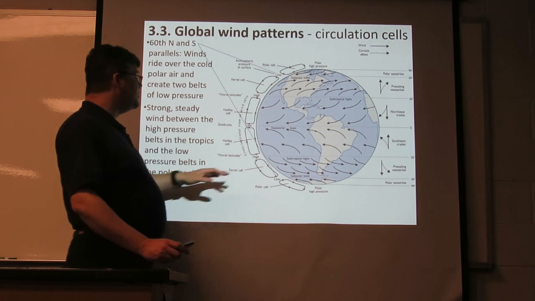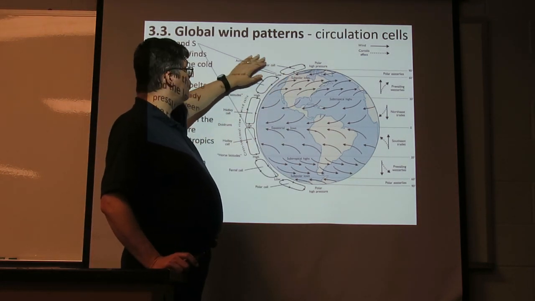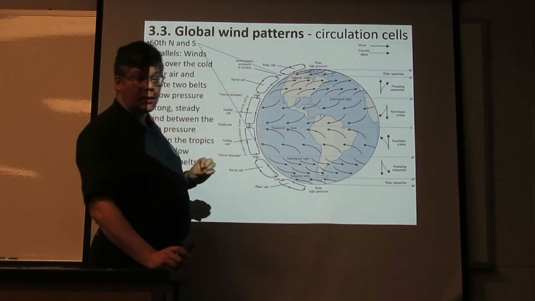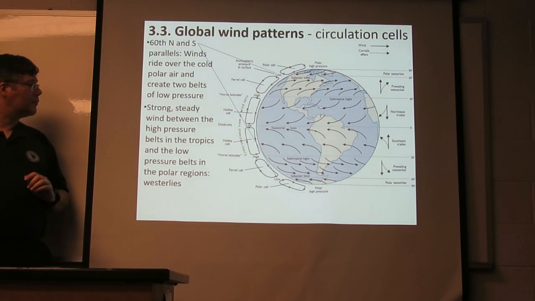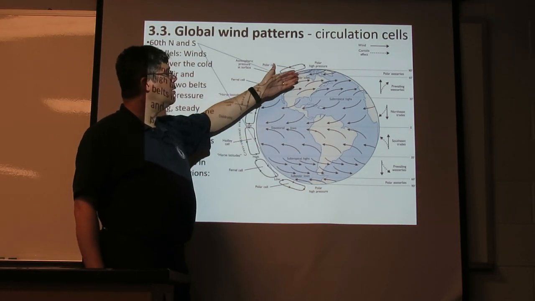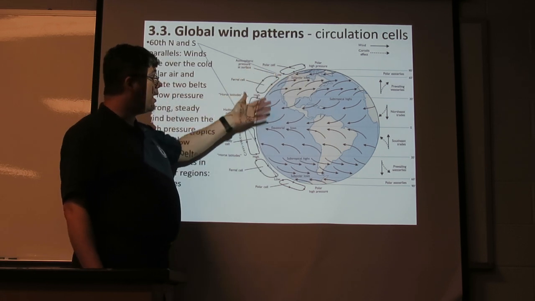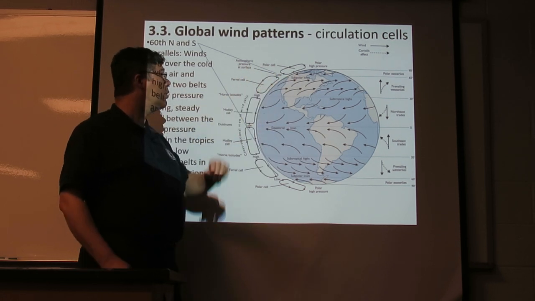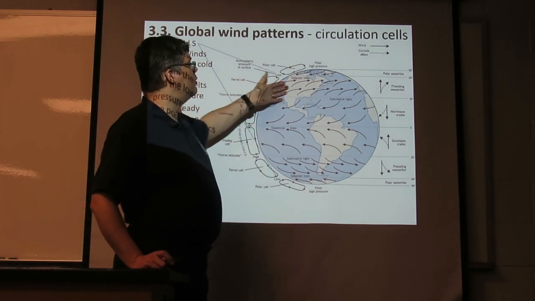Then when we move out to 60 degrees, once again we have a low, rising air, tends to be cloudy, probably more snow than rain, and our winds in between the 30 and 60 are coming out of the west and away from the equator. So around here, our standard wind direction is out of the southwest.